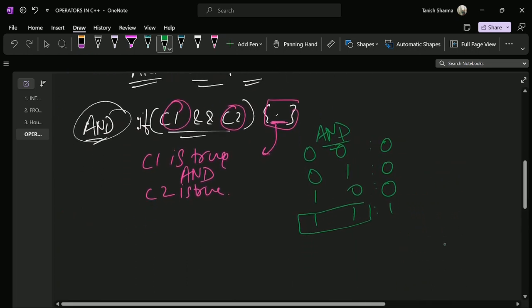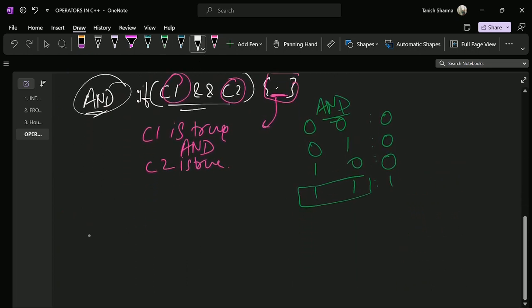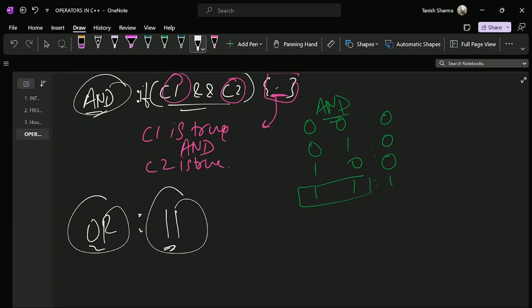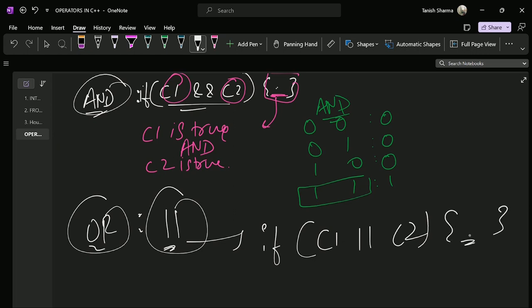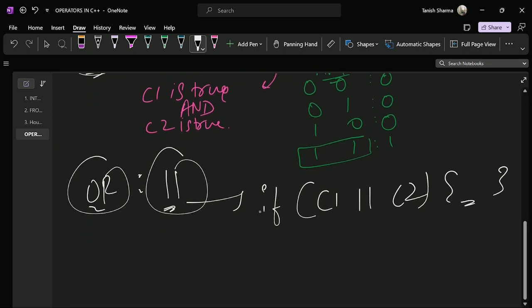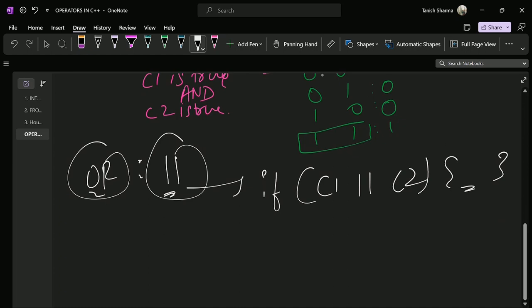Okay, let's come to our next operator, that is our OR operator. This is represented by this. So what is this operator? This is actually the OR operator. This means that when you are defining two conditions, let's say C1, and you are doing it OR with any other condition like C2, and this is the block that you want to execute. So this block will get executed even if a single condition is true.